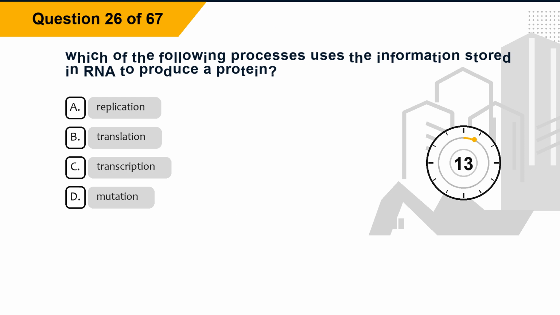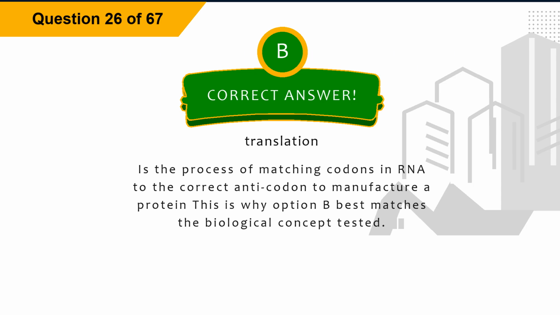Question 26. Which of the following processes uses the information stored in RNA to produce a protein? Option A, replication. Option B, translation. Option C, transcription. Option D, mutation. The correct answer is option B, translation. Explanation. Translation is the process of matching codons in RNA to the correct anticodon to manufacture a protein. This is why option B best matches the biological concept tested.